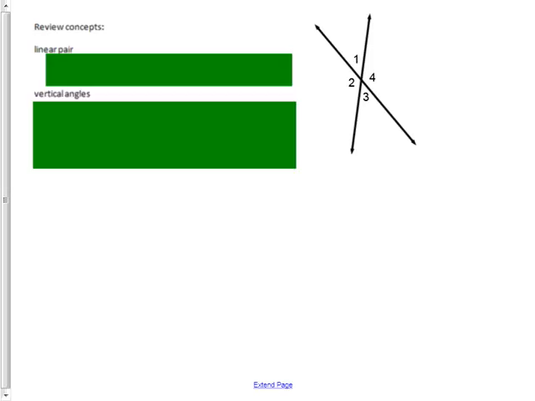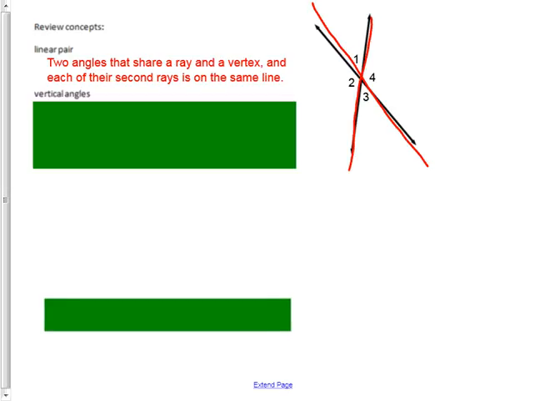Something to review, a linear pair. If we have two lines that intersect each other like this line here and this line here, a linear pair would be two angles that share a ray and a vertex, and each of their second rays is on the same line. So we might say angle 1 and angle 2. They have the same vertex right in the middle. They share this ray, and their other rays, these pieces here, create a line. So angle 1 and angle 2 are a linear pair.